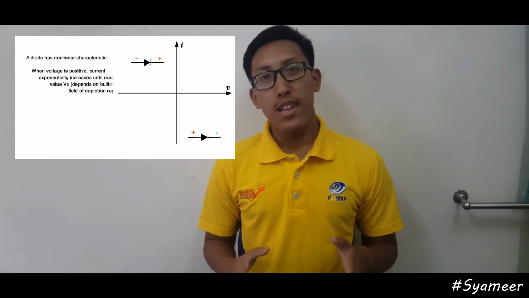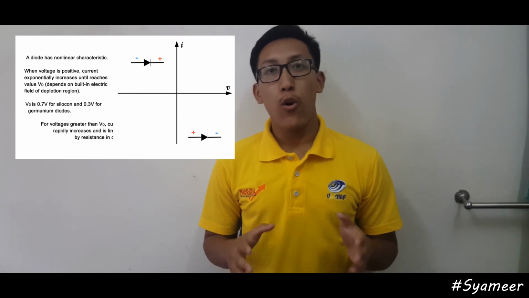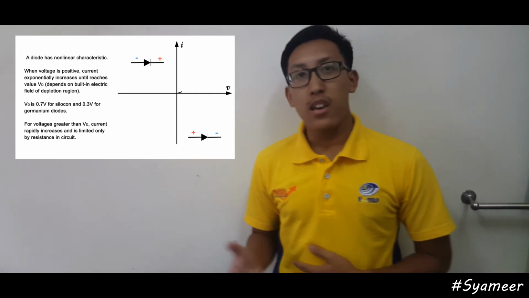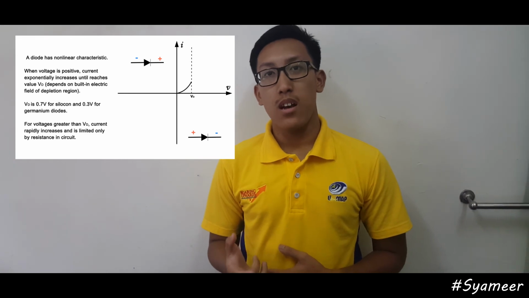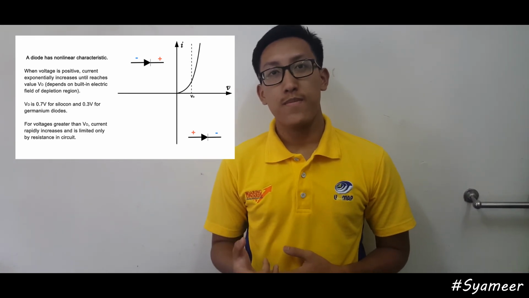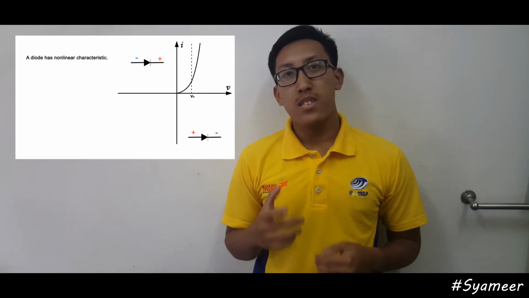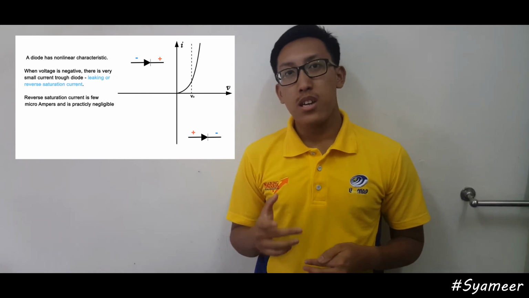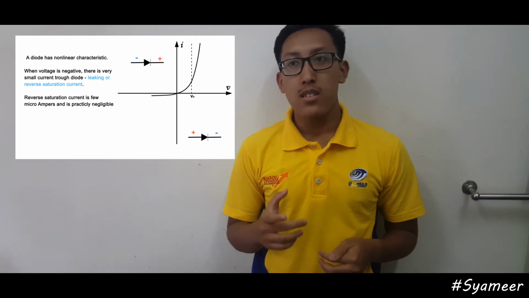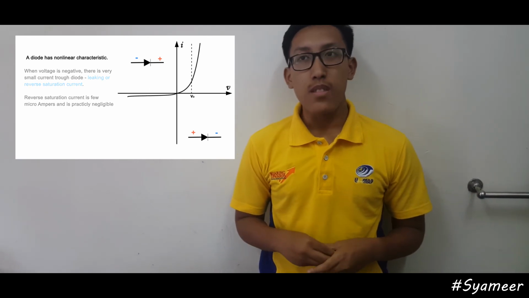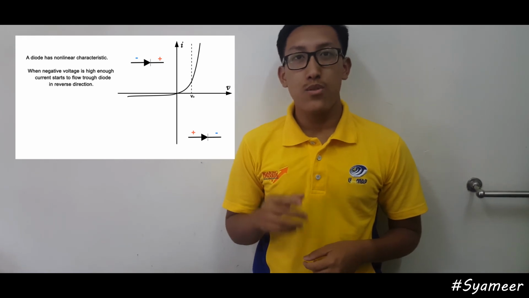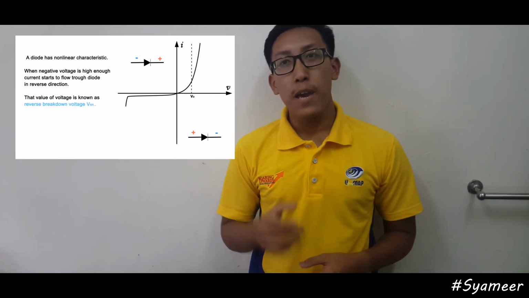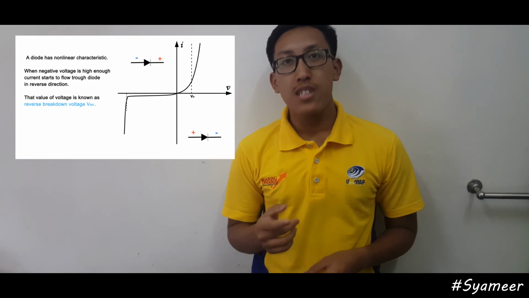A diode has a non-linear characteristic, not like Ohm's law that has a linear characteristic. When voltage is positive, current exponentially increases until it reaches the value of the diode voltage. The diode voltage for silicon is 0.7 volts, while for germanium diode it is 0.3 volts. For voltage greater than the diode voltage, current rapidly increases as it is limited only by resistance in the circuit. When voltage is negative, there is a very small current through the diode, called leakage or reverse saturation current. Reverse saturation current is a few microamperes and is practically negligible.